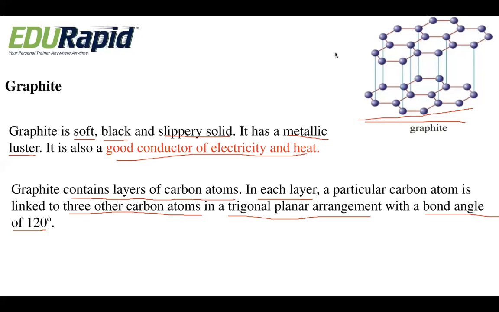Between each layer, the bond is very weak. You can see the light blue color, right? So whenever you press it, the graphite will break. That is why we say it is very soft. The best example for graphite is pencil lead. It breaks so easily because the bonding between the layers of carbon atoms in graphite is very weak.